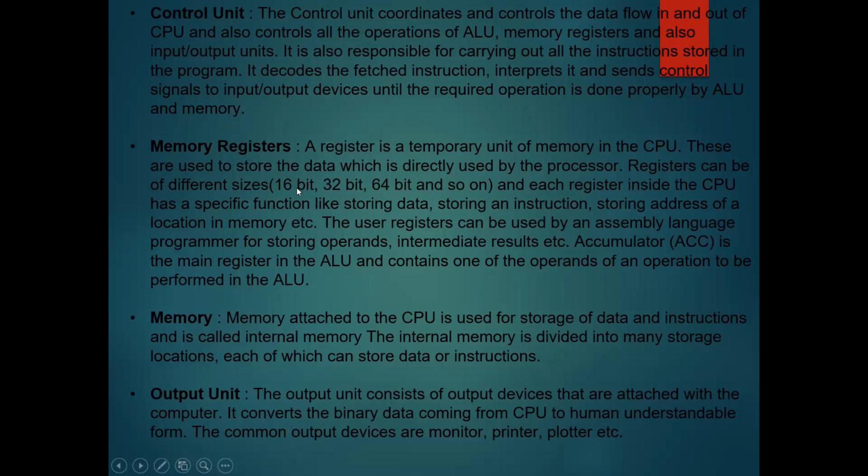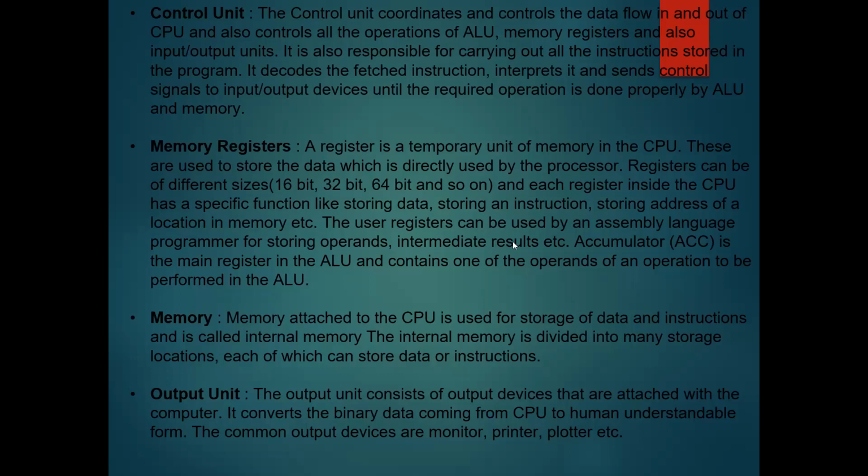Next is memory registers. A register is a temporary unit of memory in the CPU. These are used to store the data which is directly used by the processor. Registers can be of different sizes. It has 16-bit, 32-bit, 64-bit, and so on. And each register inside the CPU has a specific function like storing data, storing instruction, storing address of the location in memory, and etc.